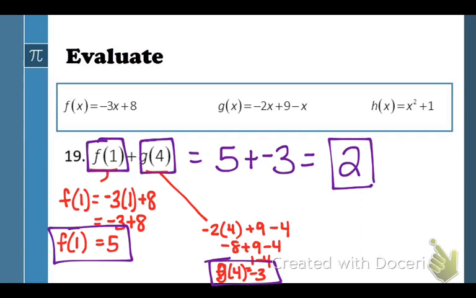You don't have to put the f of 1 or g of 4 in the answers. You just write the number. f of 1 is equal to 5. So instead of writing f of 1, I'm going to write what it equals, which is 5. g of 4 equals negative 3. So instead of writing g of 4, I'm going to write negative 3. 5 minus 3 is 2. 2 is my answer.